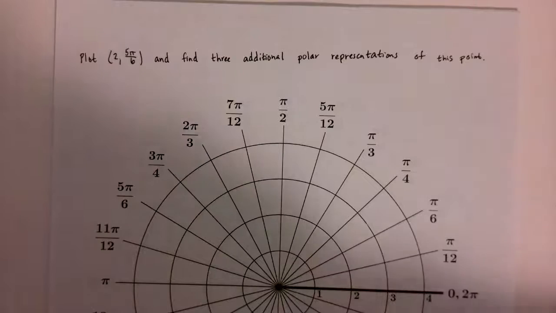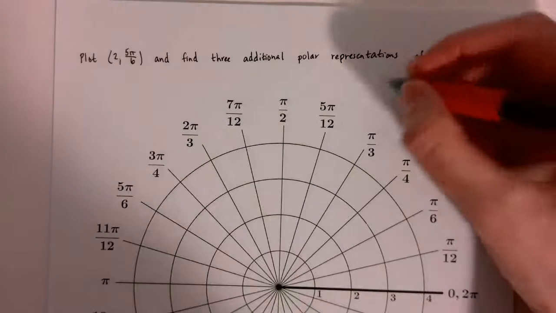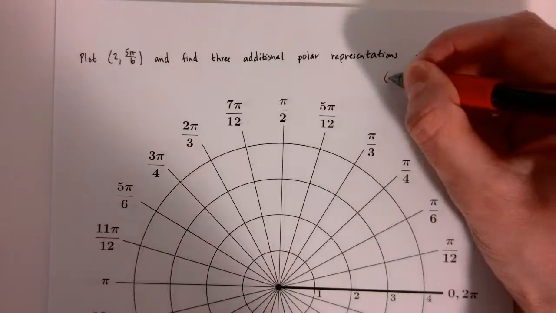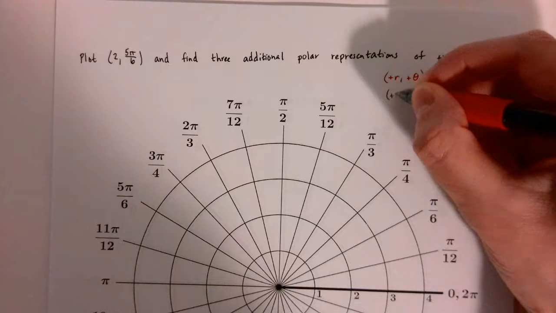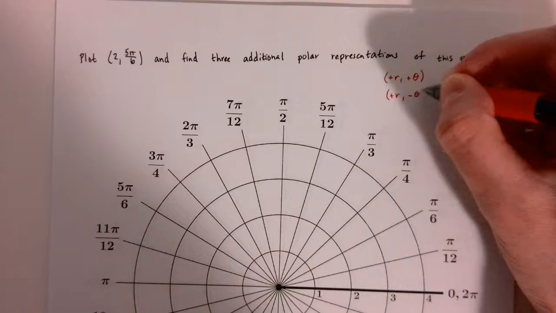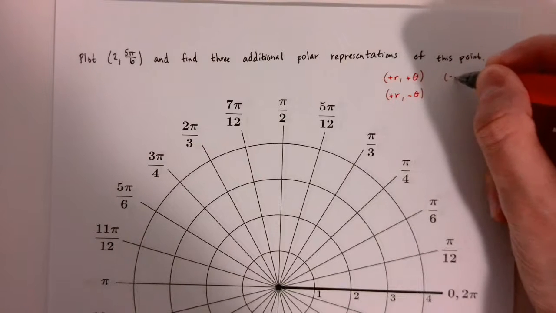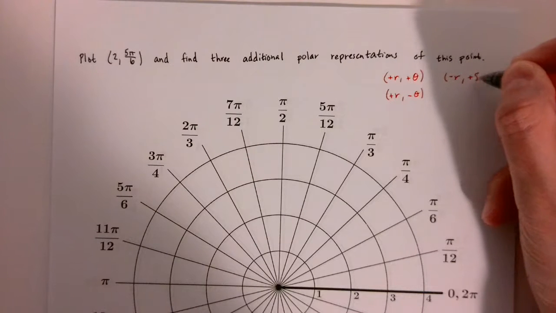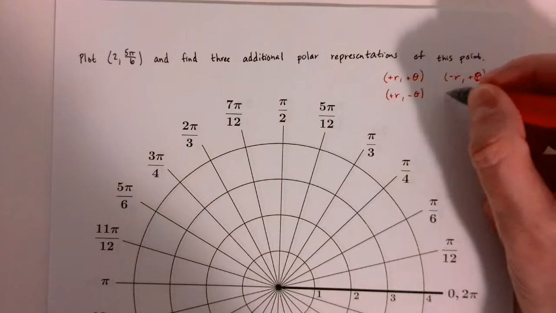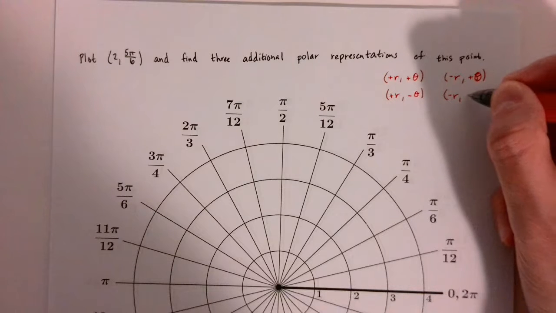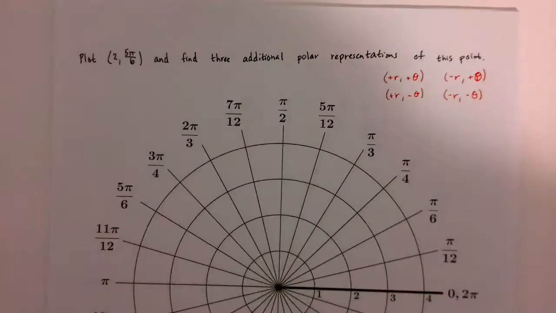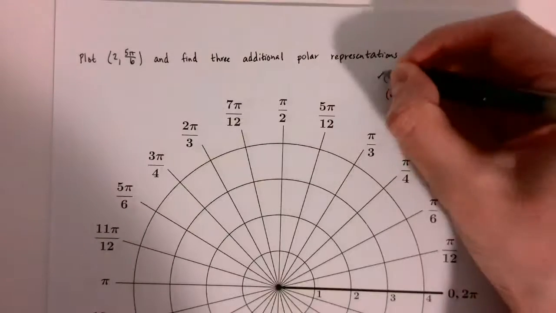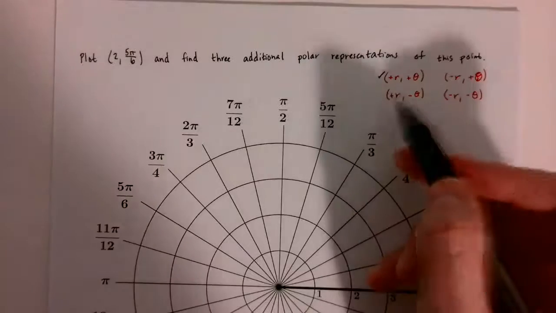Remember from yesterday that there are several ways that we can rename a coordinate. We could have a positive radius with a positive angle. We could have a positive radius with a negative angle. And then we can have a negative radius with a positive angle and a negative radius with a negative angle. All right, so what we have right now is this one right here. Okay, so we're going to find the other three.